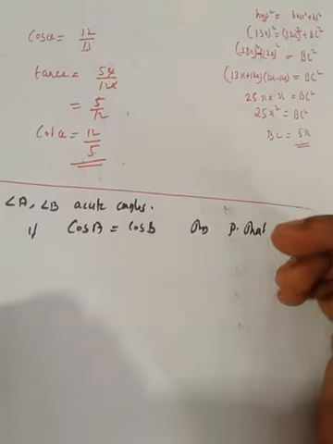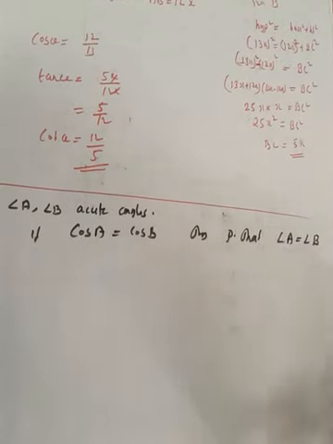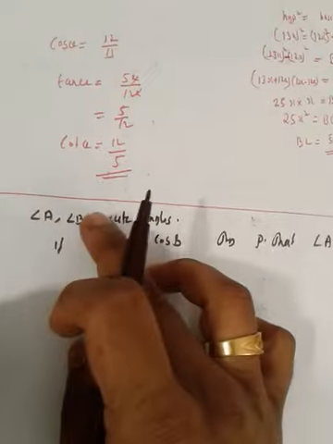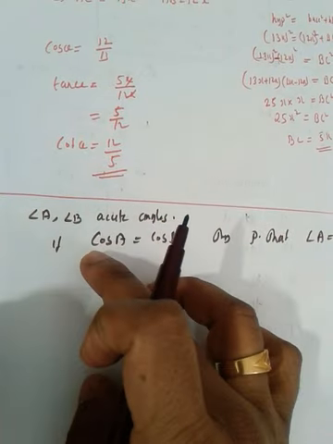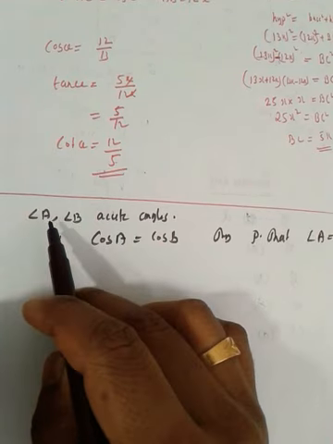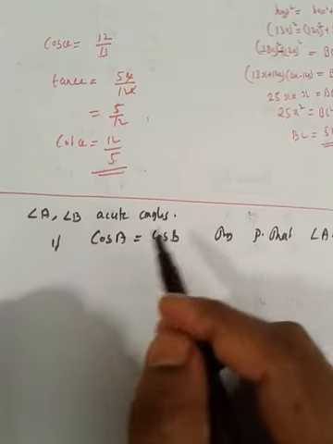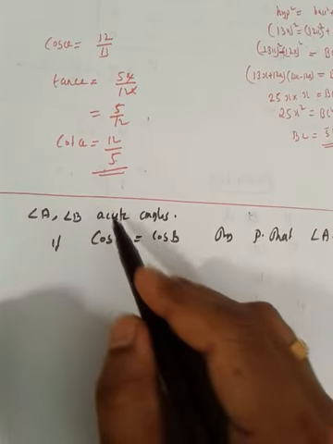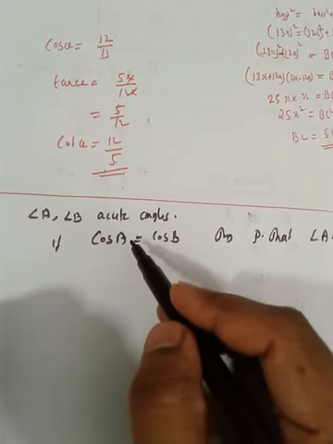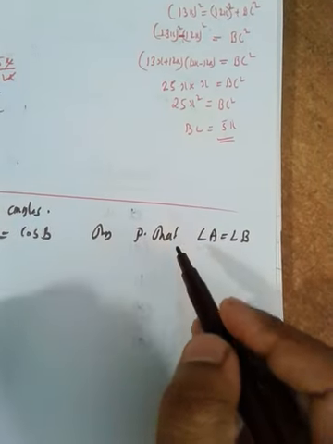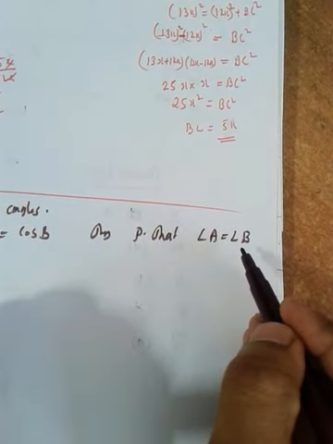See, very next question, that means question number 6, no? If angle A and angle B are acute angles and cos A is equal to cos B, that means this is the first thing which is given in the question. Angle A and angle B are acute angles, and the next thing which is given is cos A is equal to cos B. So these are the two facts given in the question, and by using these two facts, we are supposed to prove that angle A is equal to angle B.